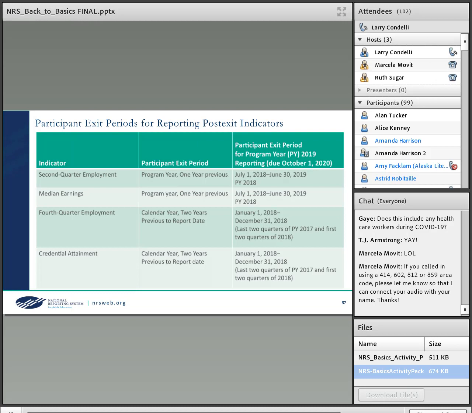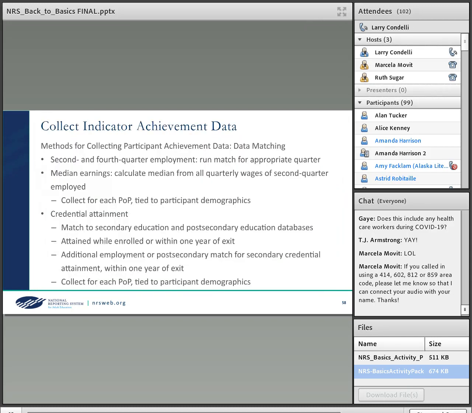For fourth quarter and credential employment, they will be for participants who exited between January 1st, 2018 and December 31st, 2018, which are essentially the last 2 quarters of PY17 and the first 2 quarters of PY18 to make a calendar year. Now, I could go on about why that is and show you different ways, but this table, I think, will explain it, and if you want further information, I can certainly provide it to you. But given the time and the complexity of it, I'm just going to show you that table and let you contemplate it. And it is complicated. It took us a while to work that out.